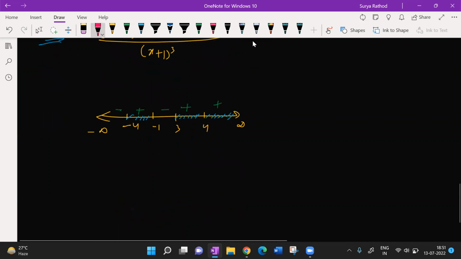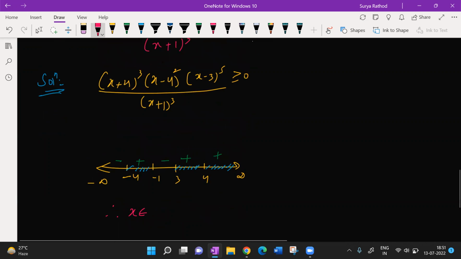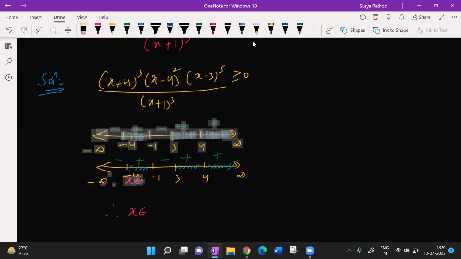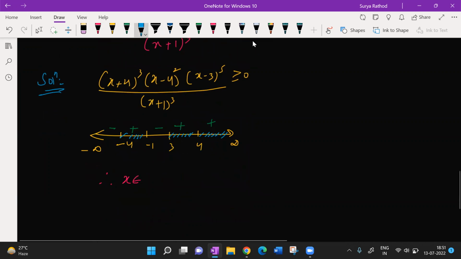What is the final answer? If the power is odd, then only we will change the inequality. See here, the power is odd, the inequality changes. Even if you take minus common, it stays minus only, right? So you can change that by multiplying minus on both sides, the inequality changes. Yes, you are right. If you have an even power, even if you take minus common, that minus to the power of the even number becomes positive, so you need not bother about that.